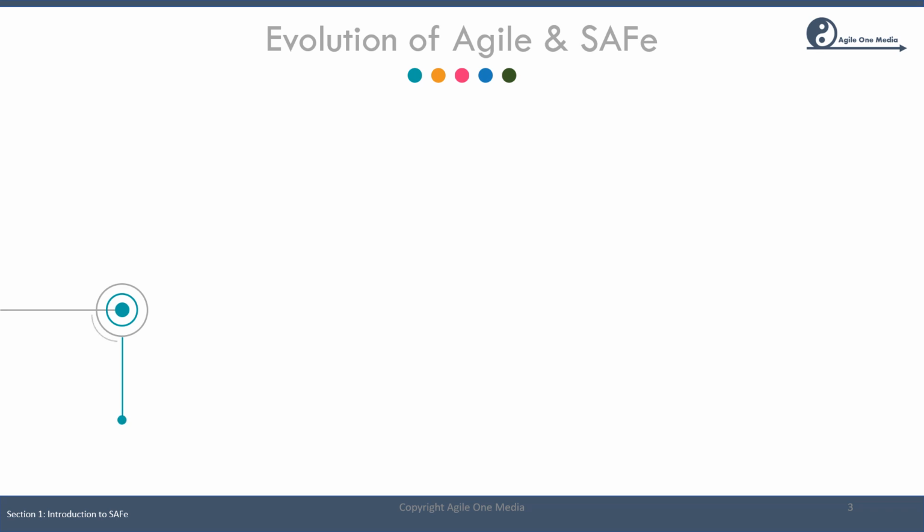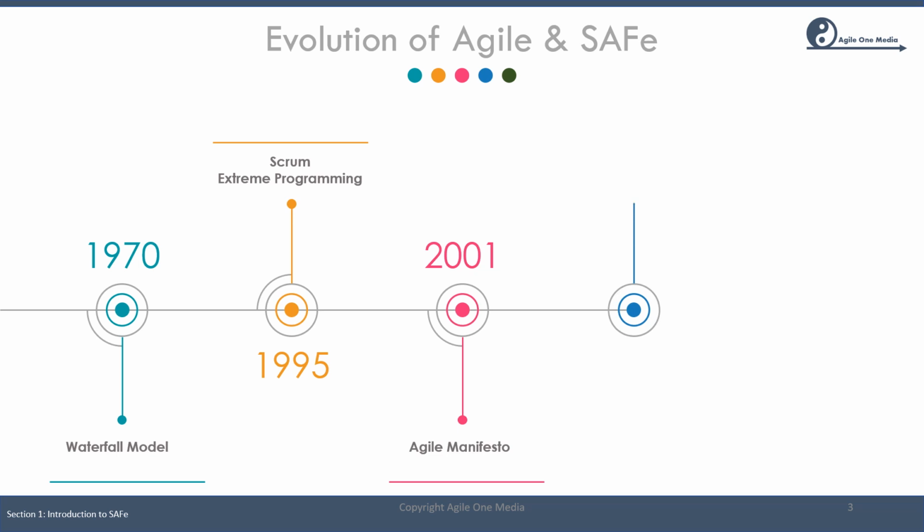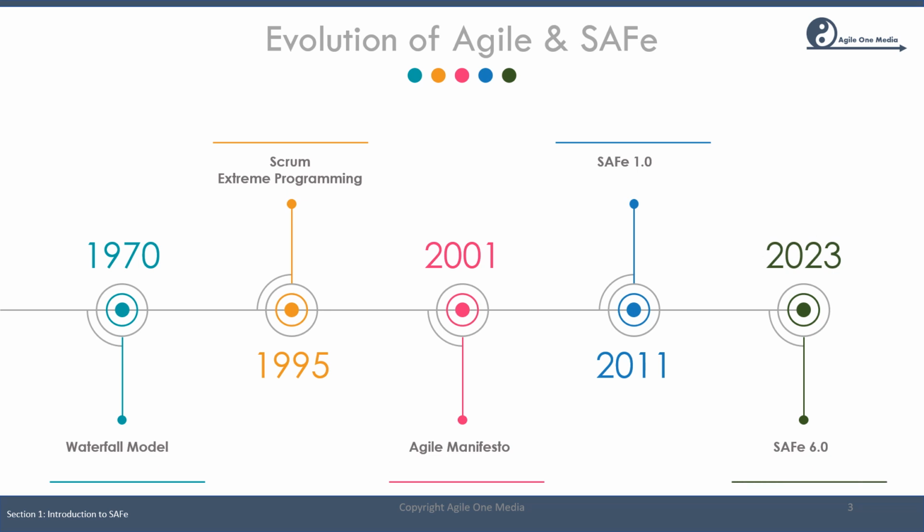Let's begin by placing SAFe in the historical context of the evolution of agile methods, and we'll look at some key milestones along the way. So back as far as 1970, the waterfall model was originally defined in a 1970 IEEE paper by Winston Royce of TRW, an aerospace company. So this was characterized by a linear sequential life cycle model with phase gates, basic underlying assumptions where all requirements were known up front and nothing will substantially change.